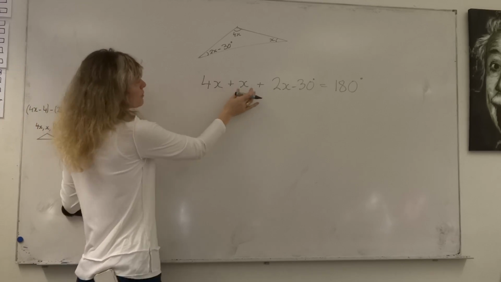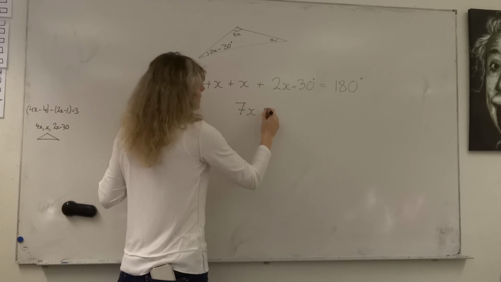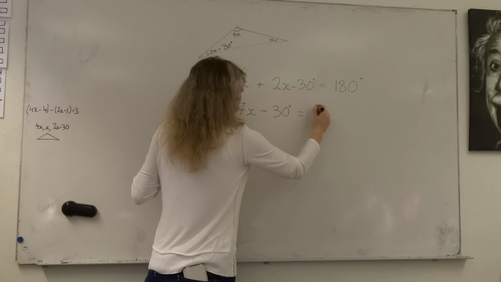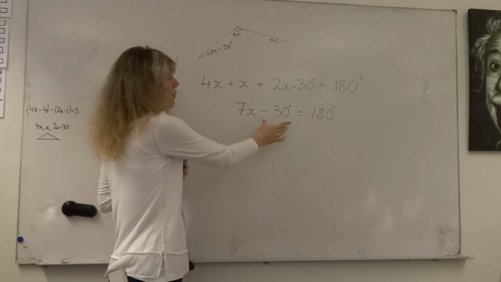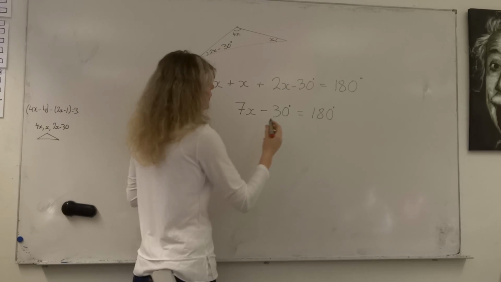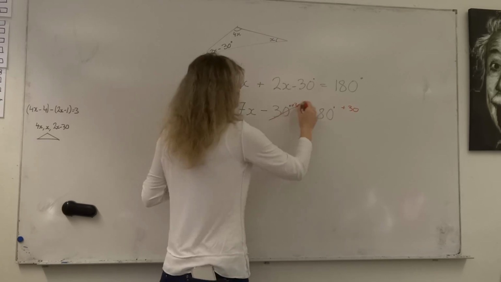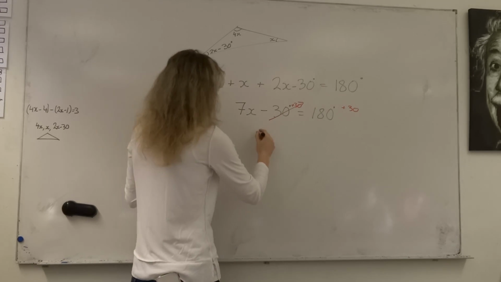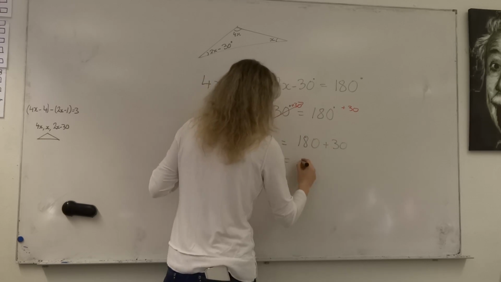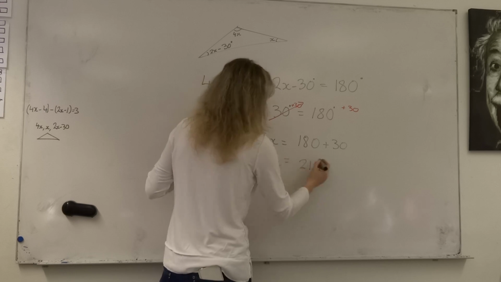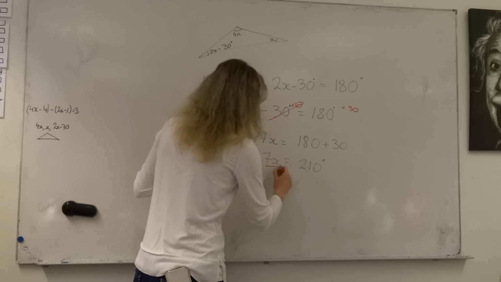Okay? So what do we know then about x? Well, we know that 4x plus x plus 2x, 4 plus 2 is 6, plus 1 is 7. So we now know that 7 lots of x minus 30 degrees equals 180 degrees. We want to get rid of the 30 here. We want it to go over to the other side. So if we add 30 to both sides, we'll get rid of this term. So we now know that 7x is 180 plus 30, which is 210. So 7 lots of x are 210 degrees. How do we get what one lot of x is? We divide both sides by 7.